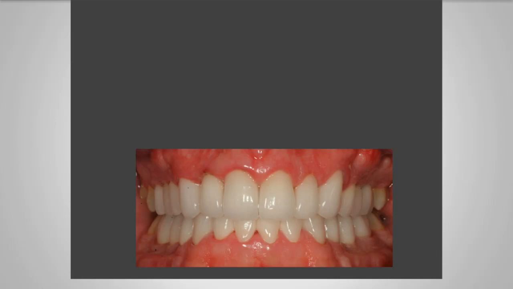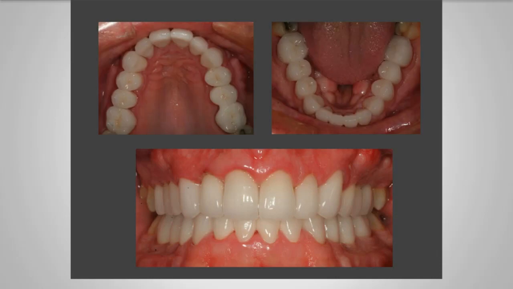And then finally cement the lower cuspids. You can see here in place. Here's the full upper arch, full lower arch. We're going to come back later and do the second molars.